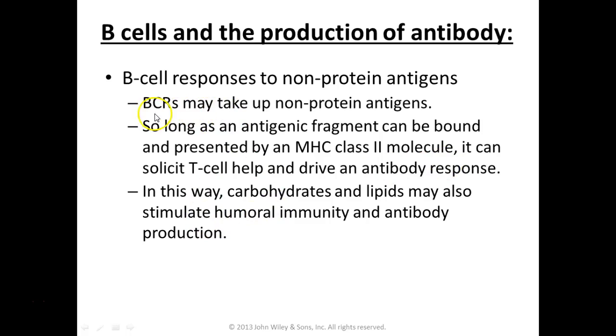So as is shown in the diagram, the B-cell receptor, that antibody on its surface, may take up non-protein antigens, so long as antigenic fragments can be presented on MHC class 2. It can solicit T cell help and drive that antibody response. So in this way, even though the antibody is responding to, say, a carbohydrate or lipid, it can still be activated. We can still get that antibody, that humoral immunity response.